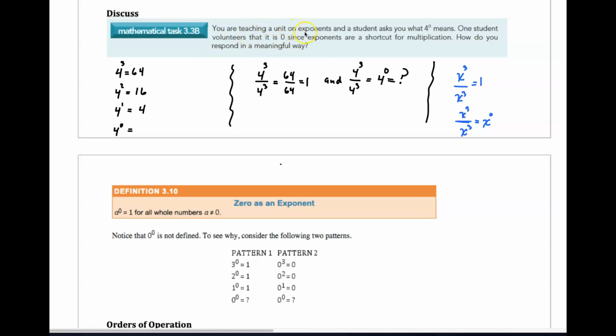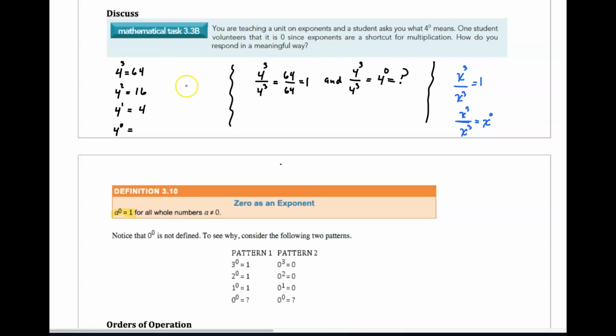So something to think about. Let's say, again, you're teaching upper elementary school grades, and you end up in the situation of something to the power of 0. And then you tell students, well, that just equals 1. But a student volunteers that they think it's 0, since it's a shortcut for multiplication, 4 times 0 times should be 0. How do you respond?